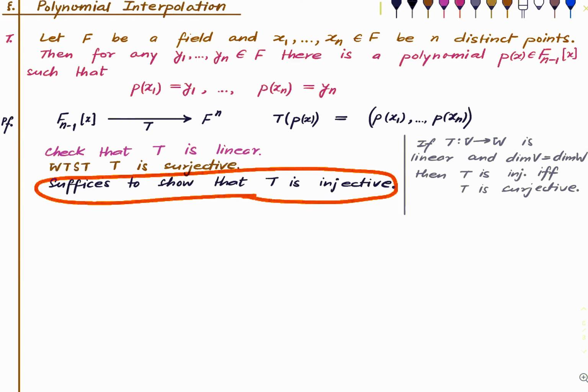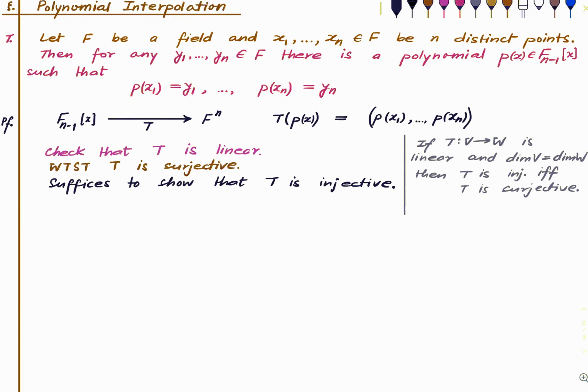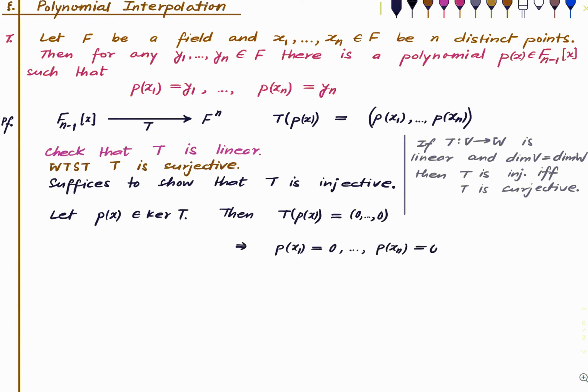How do we show T is injective? We just compute the kernel. So let's say p is in the kernel. Then this is the 0 of the target, which implies that, but this means that you have a polynomial of degree at most n minus 1 with at least n distinct roots. Each xi is a root of that polynomial, and the only polynomial with that property is the 0 polynomial.